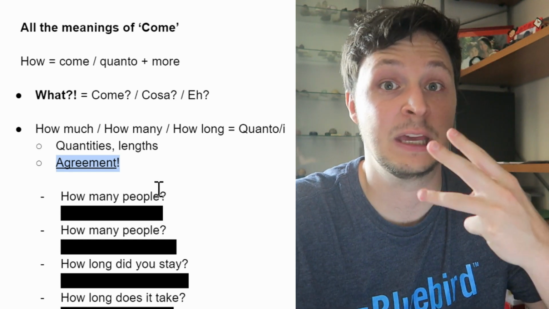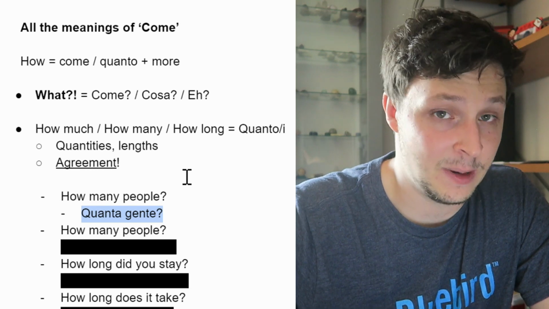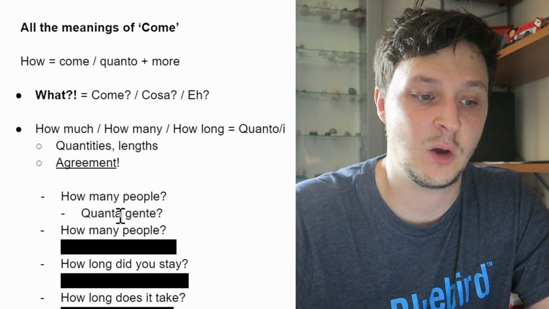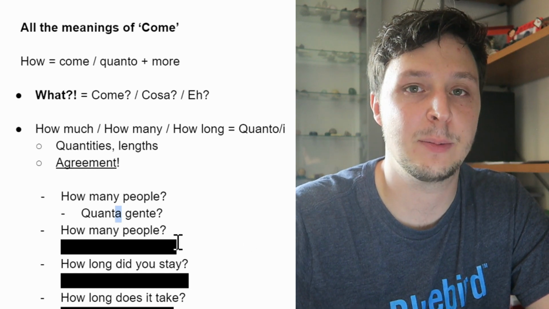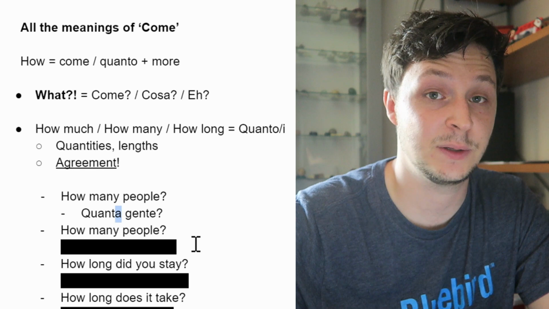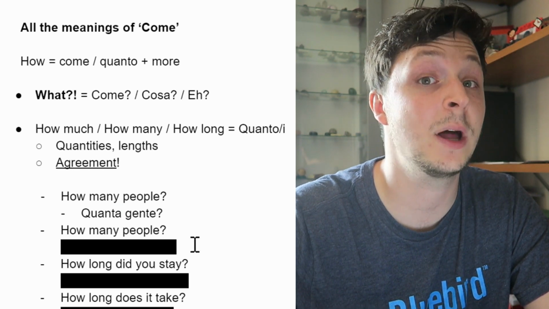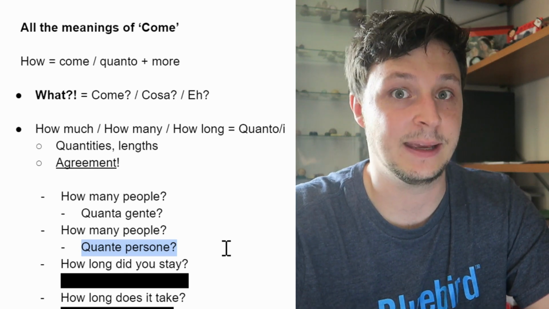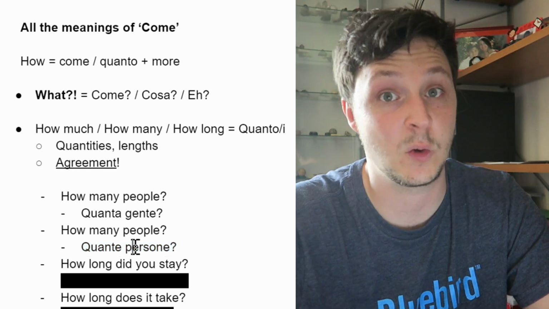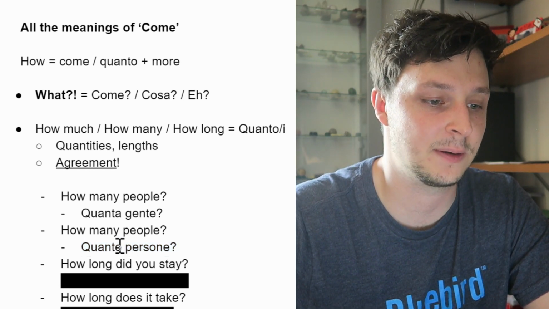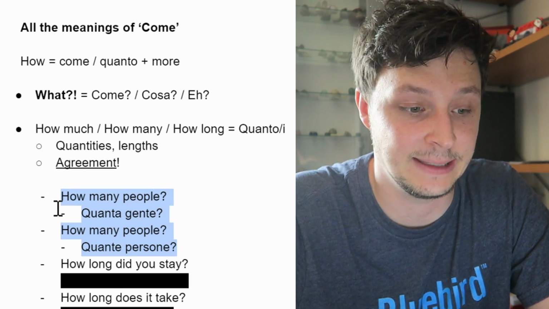Pause the video. 3, 2, 1. So you could say quanta gente. As I said, it's feminine and singular, so that's why we want to make this quanta with an A. What about how many people if we use persone? What do you guys think? Remember to focus on agreement. 3, 2, 1. So this time it's going to be quante persone. Again, it's feminine, but this time it's plural. Persona becomes persone, so quante persone. These have similar meanings. There's just two ways to say people in Italian.